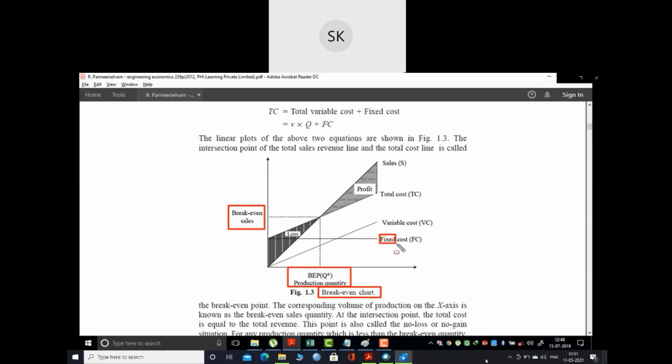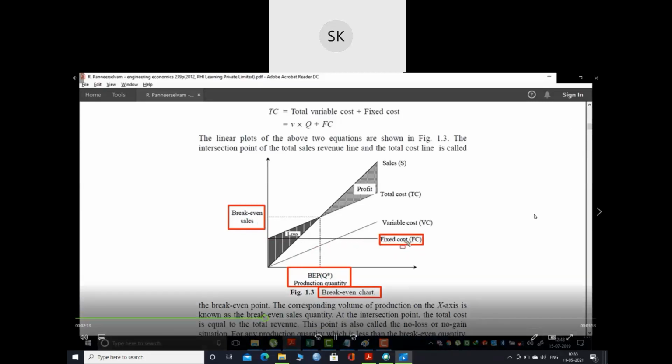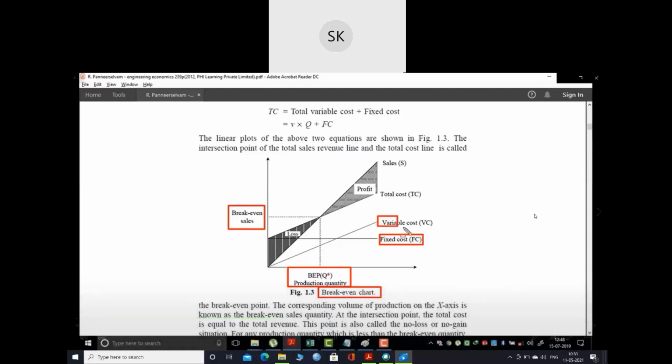Okay, so in the case of fixed cost, it is a straight line because the fixed cost is independent with respect to production quantity. And next is the variable cost. So variable cost will increase as the quantity will increase. So this is directly proportional with respect to the production quantity and the break-even sales. So total cost. So let us define the total cost. So total cost is summation of the variable cost and the fixed cost. So this is the line of total cost, and this line is parallel with respect to this line because the fixed cost line is horizontal and it is constant.